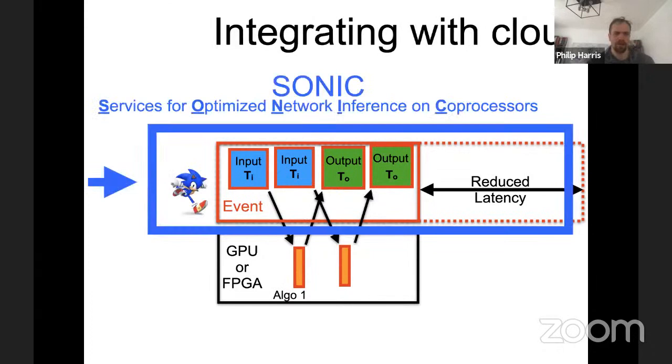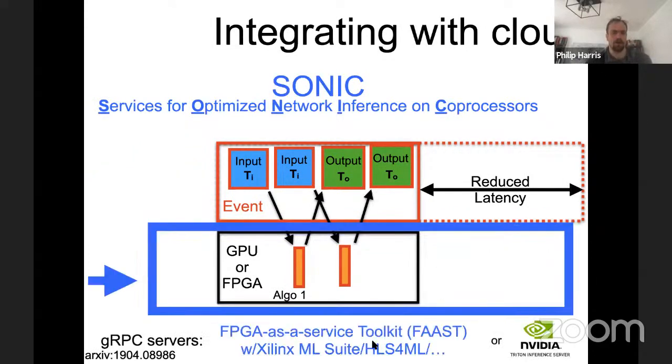We made a framework that does this, we call it Sonic. And we also made a server framework. For FPGAs, we wrote our own, we call it FAST. And for GPUs, we use the industry standard, which is the Triton Inference Server. We made it such that our protocols between the GPU and FPGA are the same, so you can switch between whatever processor you have seamlessly.